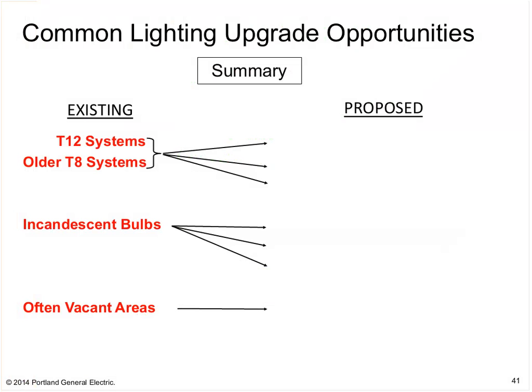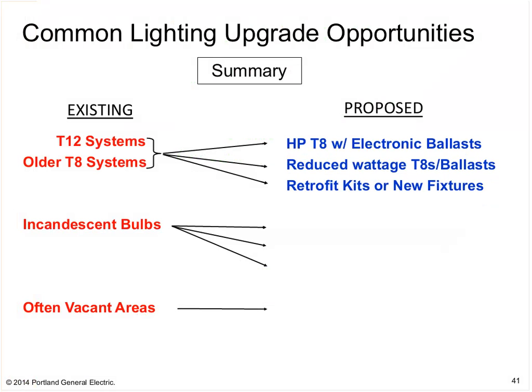So to begin to wrap things up, and we're in the home stretch, here's a visual summary to help you remember what we talked about today. If you have an existing T12 or older T8 systems, look at your high performance T8s, maybe reduced wattage T8s and ballasts, and retrofit kits or new fixtures. And this could be fluorescent or LED.